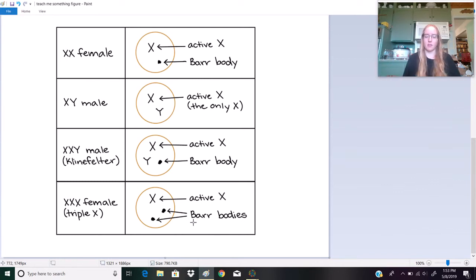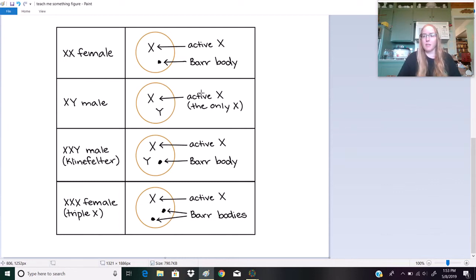And this is interesting because it indicates that actually being inactive is the default status of the X chromosome in females, but one of them is selected to become active rather than the other way around, where they both start out active and one is selected to become inactive.